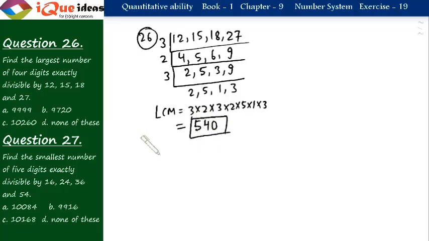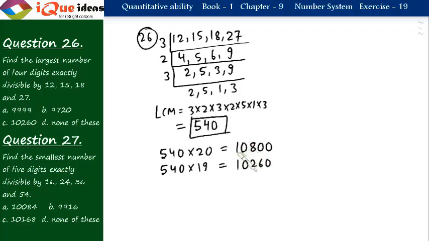Now randomly, 540 into 20 will be equal to 10,800. Alright. So it must be 540 into 19, which will be 540 less than this. 10,800 is a 5-digit number, so that cannot be the answer. So 540 into 19 will be 540 less than 10,800. Let's calculate it. It is 10,260. But it's still a 5-digit number.